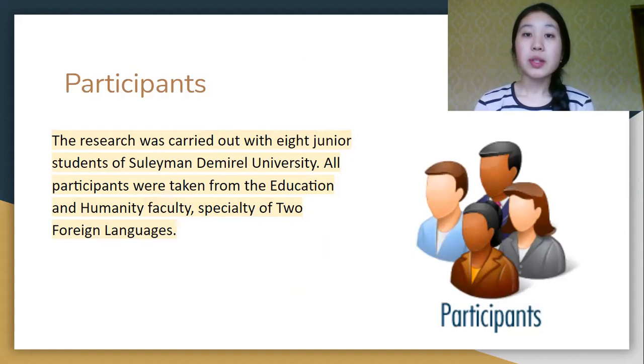Let's talk about the methodology of the research, starting from the participants. So the research was carried out with 8 junior students of Süleyman Demirel University. All participants were taken from the Education and Humanity faculty, specialty of 2 foreign languages. So the invitation and the consent letter was sent via WhatsApp, and the students took part in the research voluntarily.